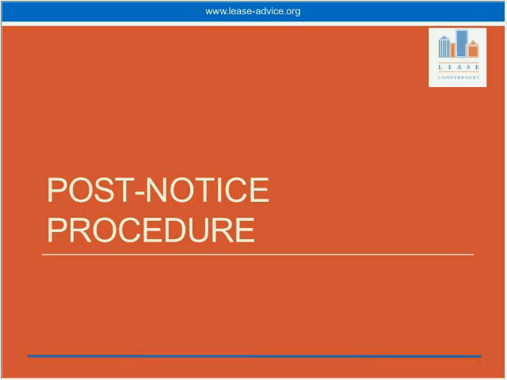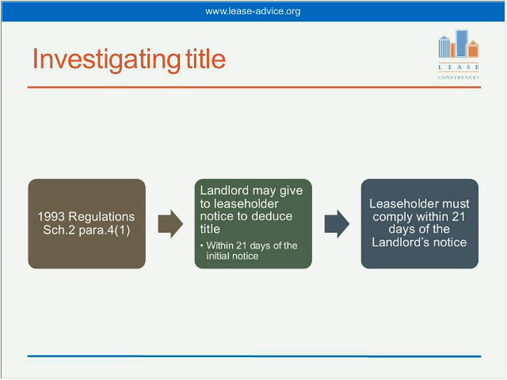Now, post-notice procedure, we've drafted and served the Section 42 notice. It lands on the landlord's doormat, or their appointed representative's doormat. What happens next? Well, we said get ready for investigating title to the leaseholder, and this is what happens. Within 21 days of the initial notice being given to them, the competent landlord can give to the leaseholder, perhaps via their appointed representatives, formal notice to deduce title, which the leaseholder must comply with within 21 days of the landlord's notice.